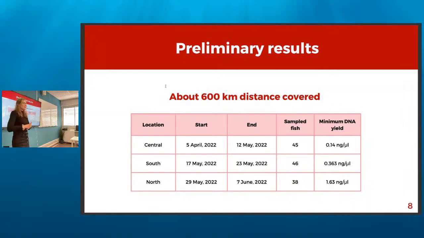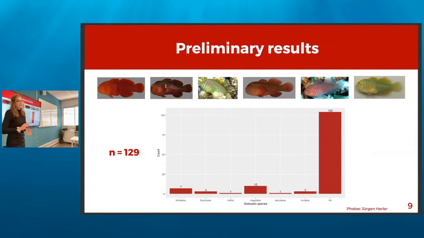So these are preliminary results of what I have done up to now. 129 Gobiodon were collected in total, and I covered a total distance of about 600 kilometers. This table gives a very brief first overview of what I did. You have the different regions of the Red Sea and the collected fish that I found here, as well as the start and the end date of the sampling trips and the minimum yield that I got for each group. The average sampling depth was 6.4 meters, and about 95% of all fish were found at sheltered sides of the reef.